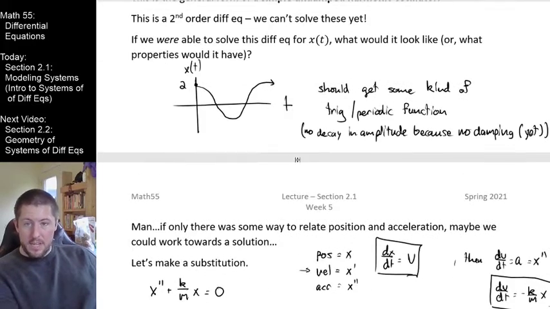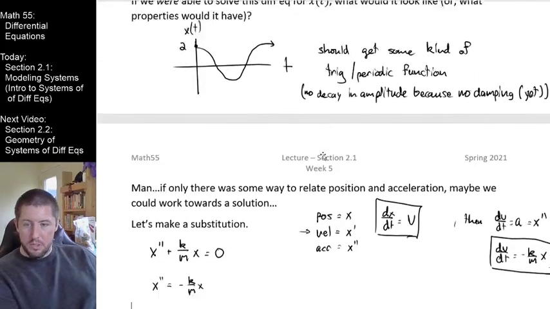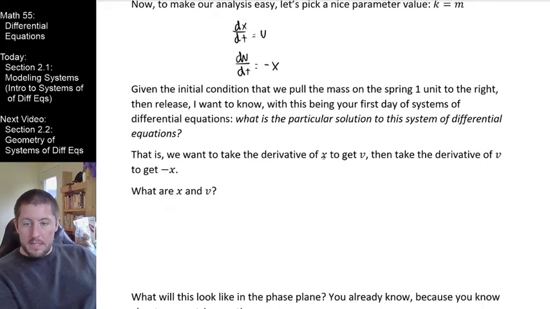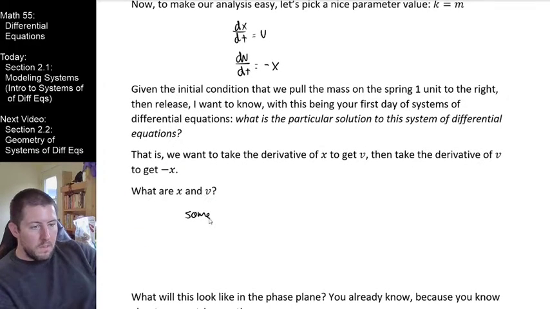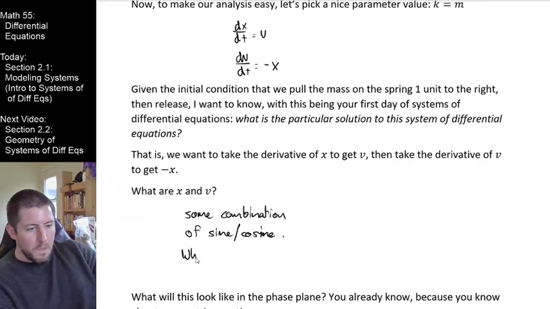And you better be thinking trig stuff because that's what we're thinking about for our solution here for x and t, right? It seems like x and v should be some combination of sine and cosine. My question to you is, what combo works for our initial condition?